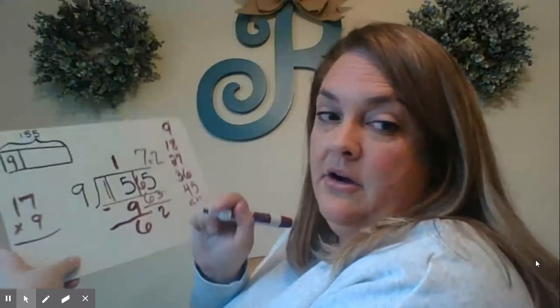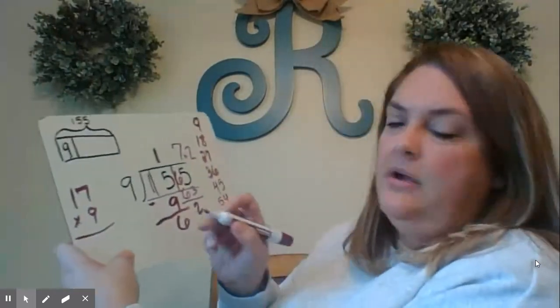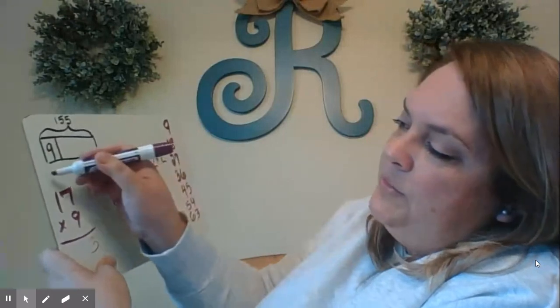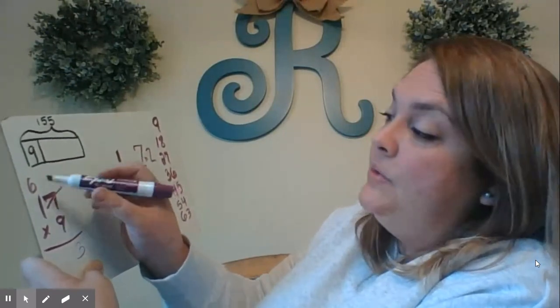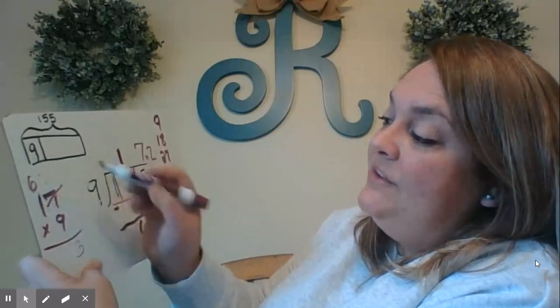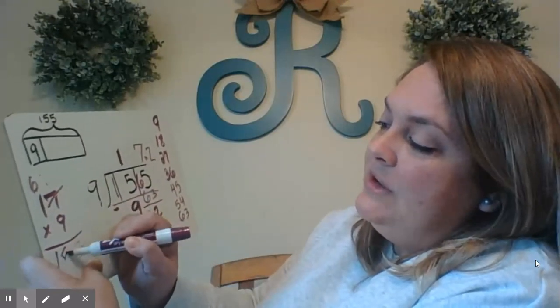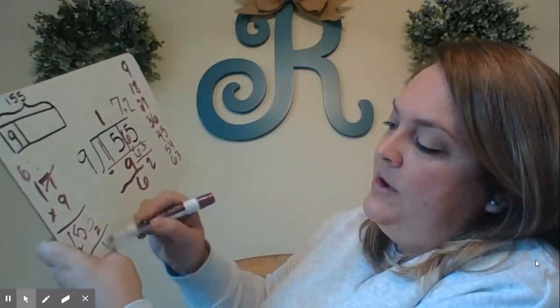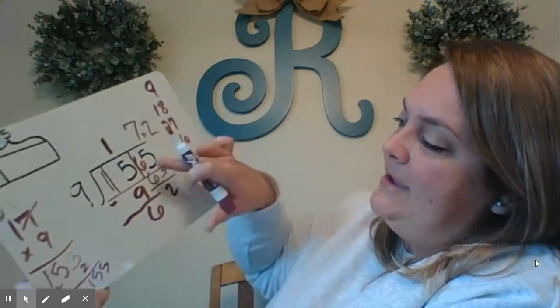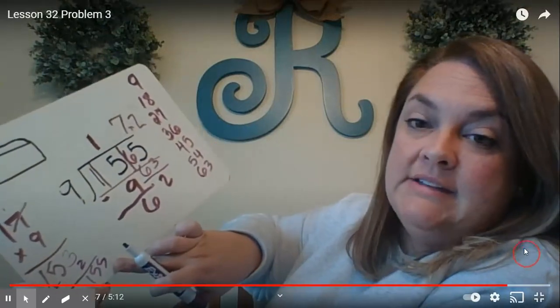So we're going to put down our 3, regroup our 6, done with the 7. 9 times 1 is 9. Add your bonus points, 10, 11, 12, 13, 14, 15. 153. Don't forget to add your remainder of 2. 155. It should match your dividend, and it does.